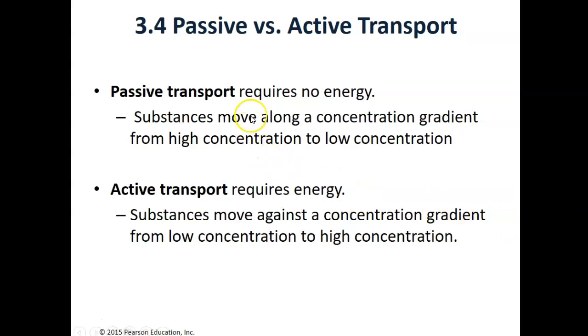There are two types of transport mechanisms: passive versus active transport. Passive transport requires no energy molecule. The substance will move along a concentration gradient from high concentration area to low concentration area. Active transport requires energy. The substances will move against the concentration gradient from low concentration area to high concentration area. Those are the two types of transport mechanisms membranes use.